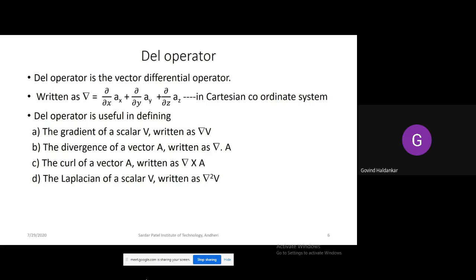While writing the divergence of a vector, we have to write a dot product, so del dot A. A is generally defined as a vector, and V as a scalar. So the divergence of a vector is written as a dot product, del dot A. The curl of a vector is written like this, so the curl of A is a vector. Then the Laplacian of a scalar, since it is a scalar, we define it by V, and it is written as del square V.